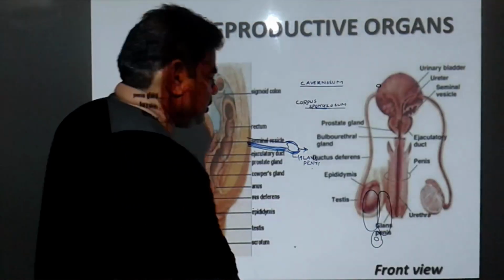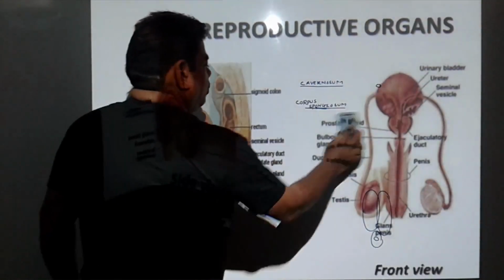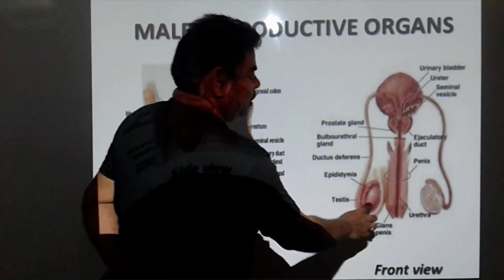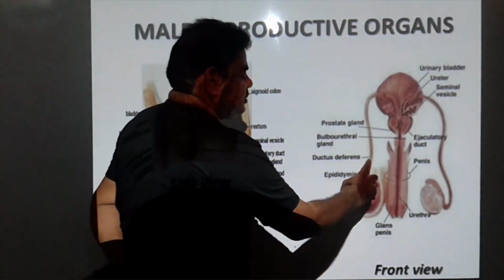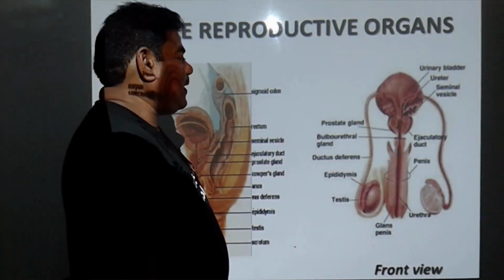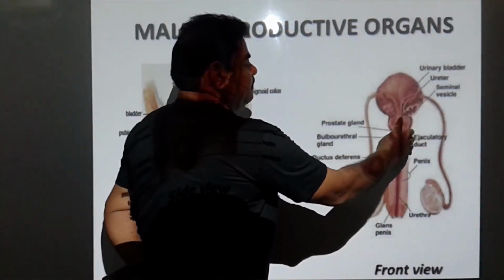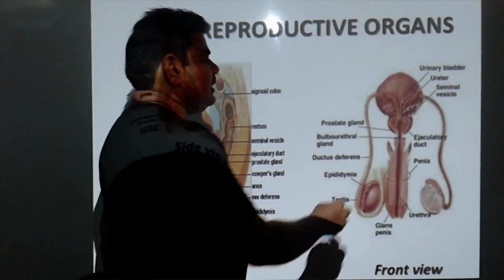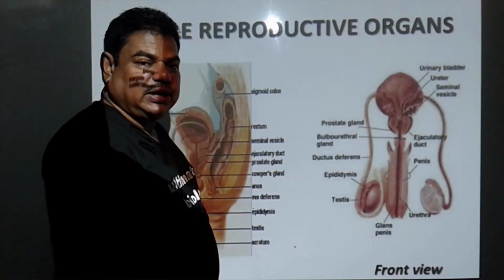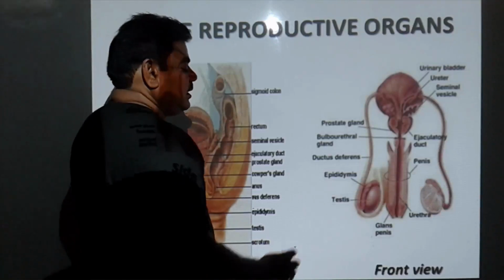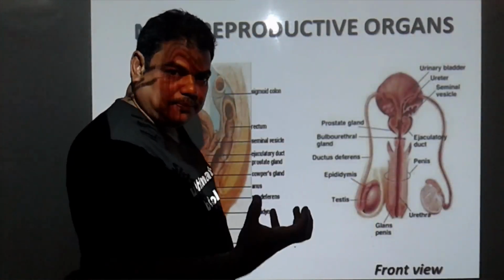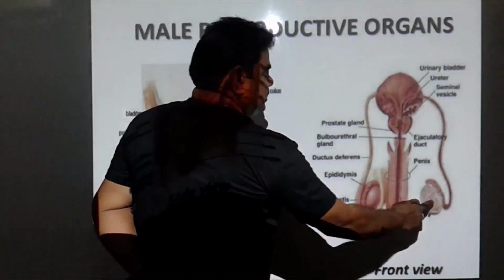Male reproductive system. Now see here. Overall, the male reproductive system consists of a pair of testes, then a pair of vasa deferentia, then a pair of ejaculatory ducts. Then it leads into a common passage, which we call the urethra. These testes are present in a sac, that sac we call the scrotum. These are the two testes.